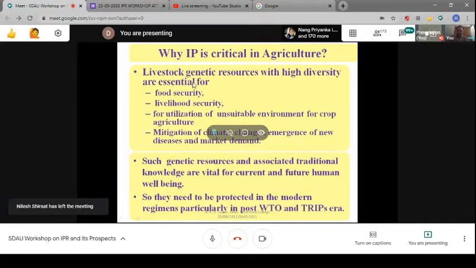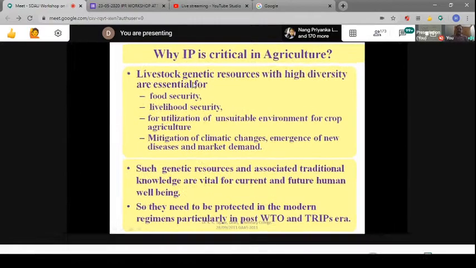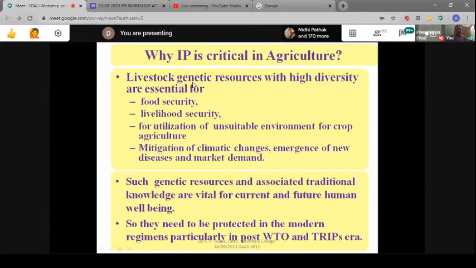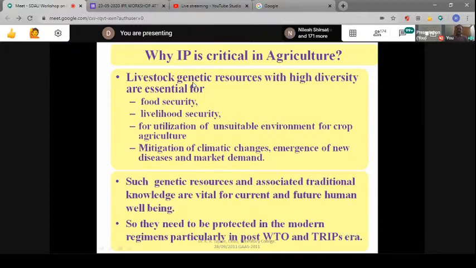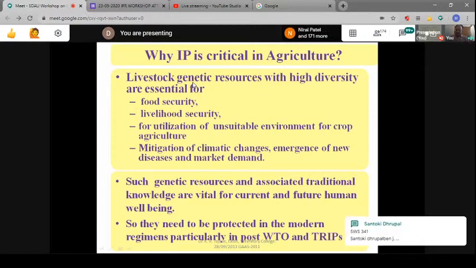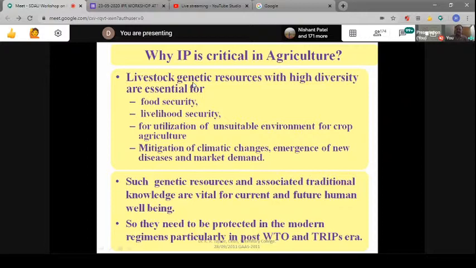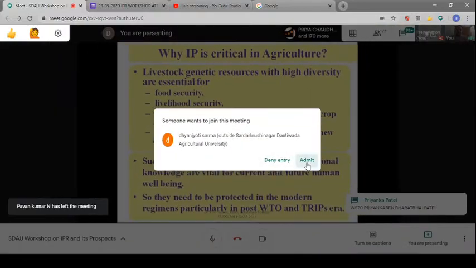Now if you look at the livestock genetic resources of India, you will find huge diversity. That is also true for our agriculture sector, because if you go by the length and breadth of our country, you will find a diversity which you will not find in any other part of the world. In agriculture and livestock, there may be geographical variations, cultural variations, environmental variations, climatic variations, variations in ethnic practices, and variations in traditions and culture. So this diversity is very important.